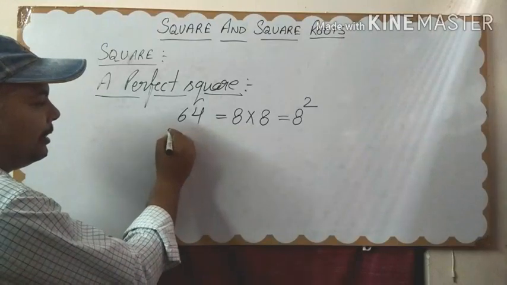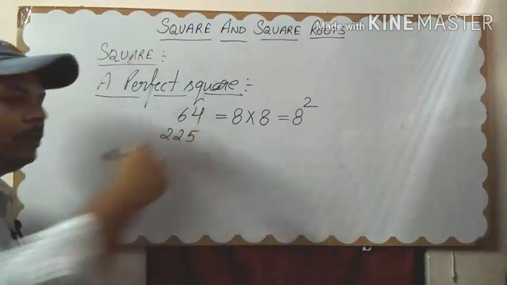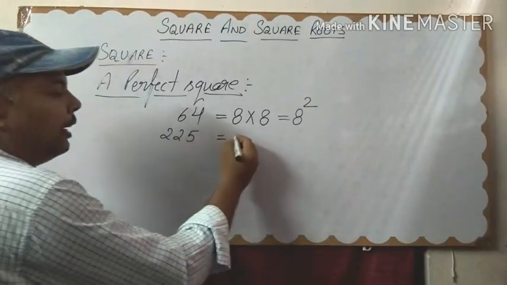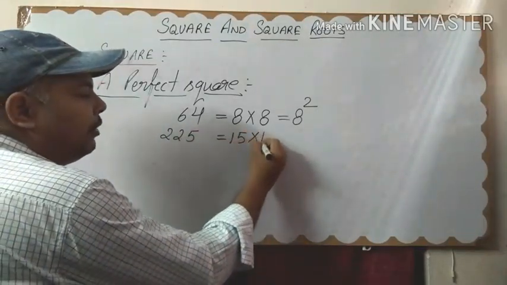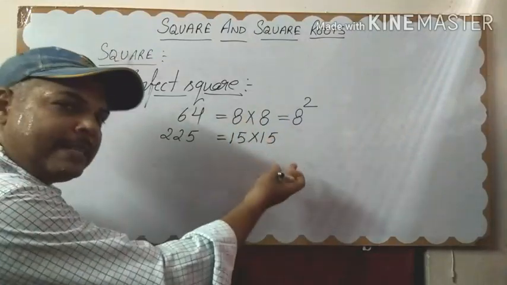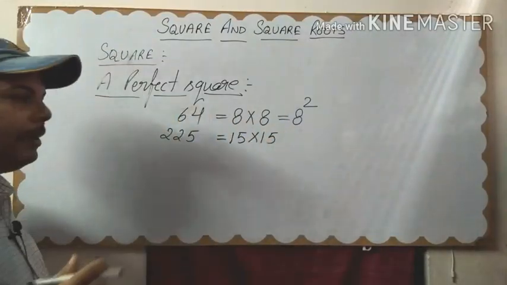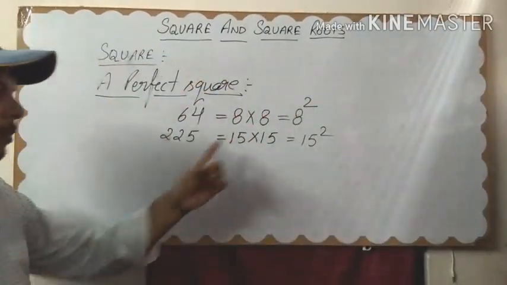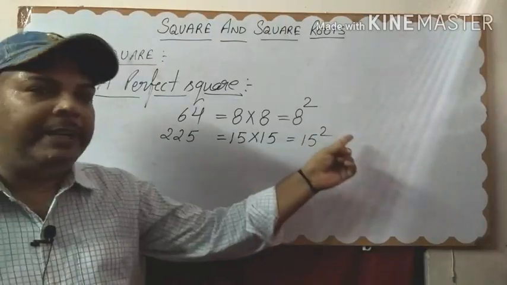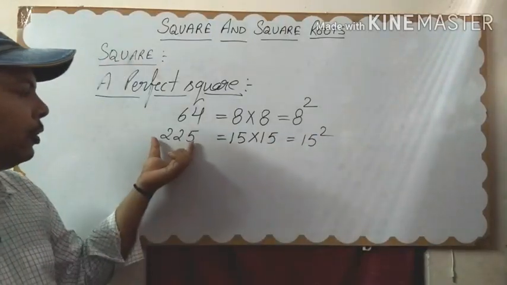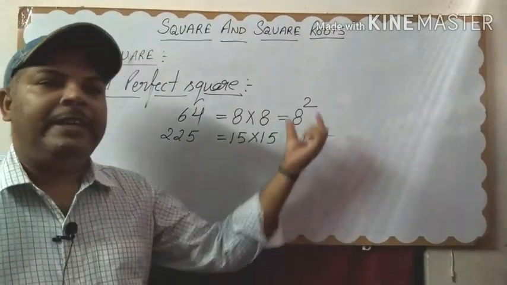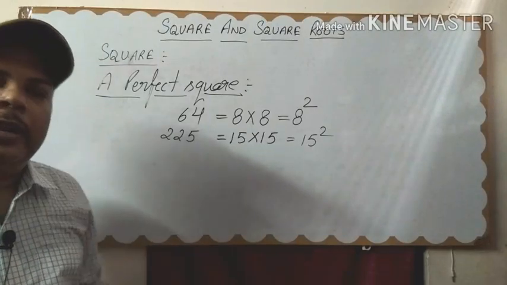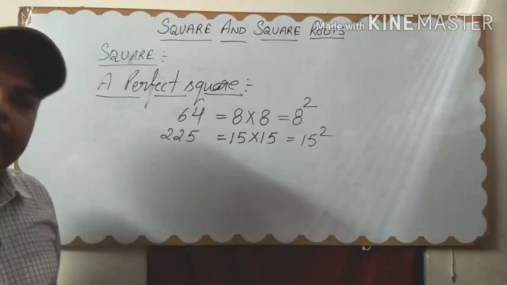Let's take another example. 225. We know that we can write 225 like this: 15 multiplied by 15, a number multiplied by itself. 15 is there 2 times, so it will be written as 15 square. So 225 is written as 15 square. It means 225 is a perfect square. Clear?